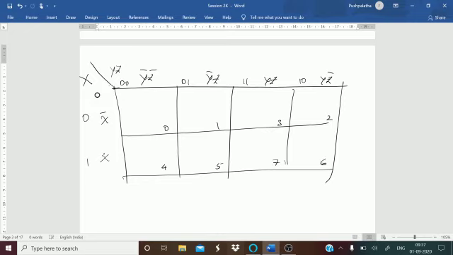Now, this x bar means 0. Y bar is 0, z bar is 0. X bar is 0, y bar is 0, z is 1. X bar is 0, y and z is 1. X bar is 0, y is 1, z bar is 0. X is 1, y bar 0, z bar 0. X is 1, y bar is 0, z is 1. X is 1, y is 1, z is 1. X is 1, y is 1, z bar is 0. This is how you are going to represent your 3 variable K-map.